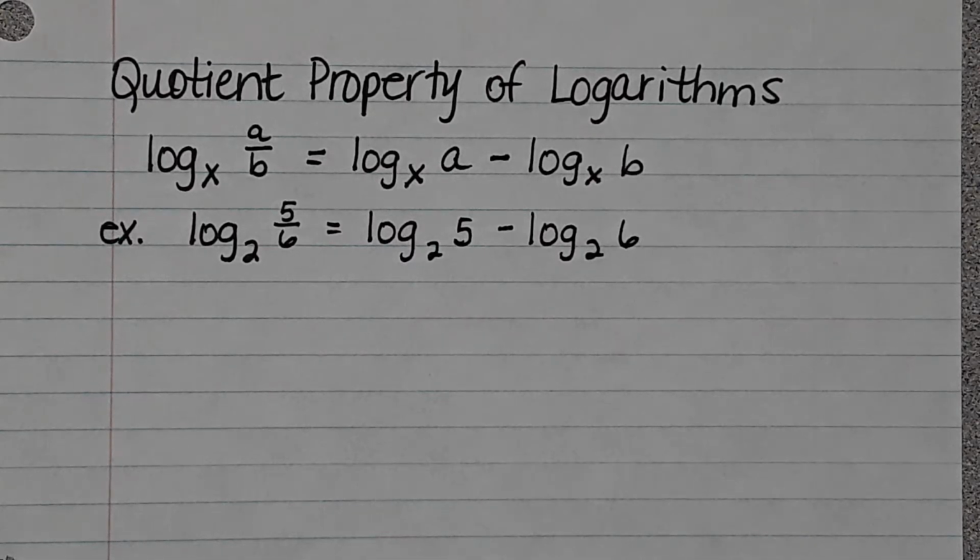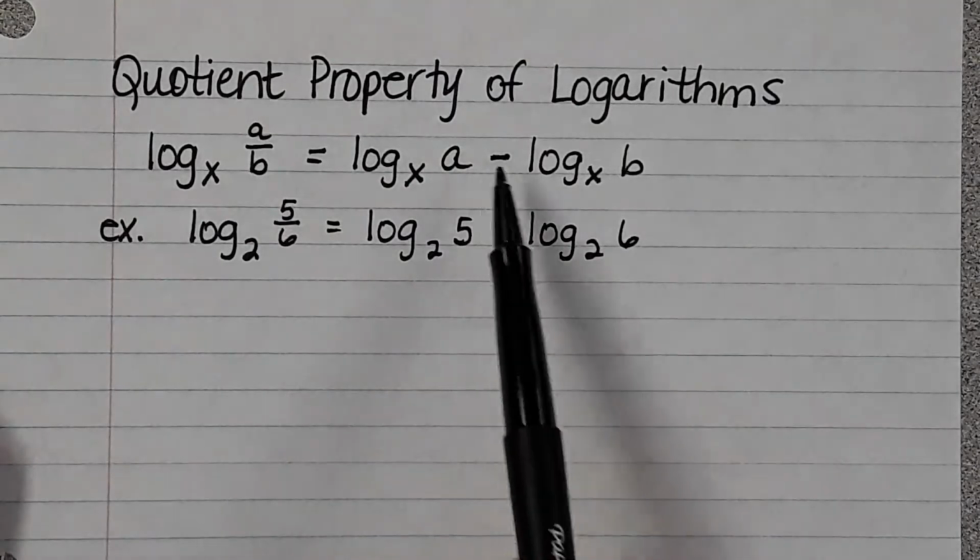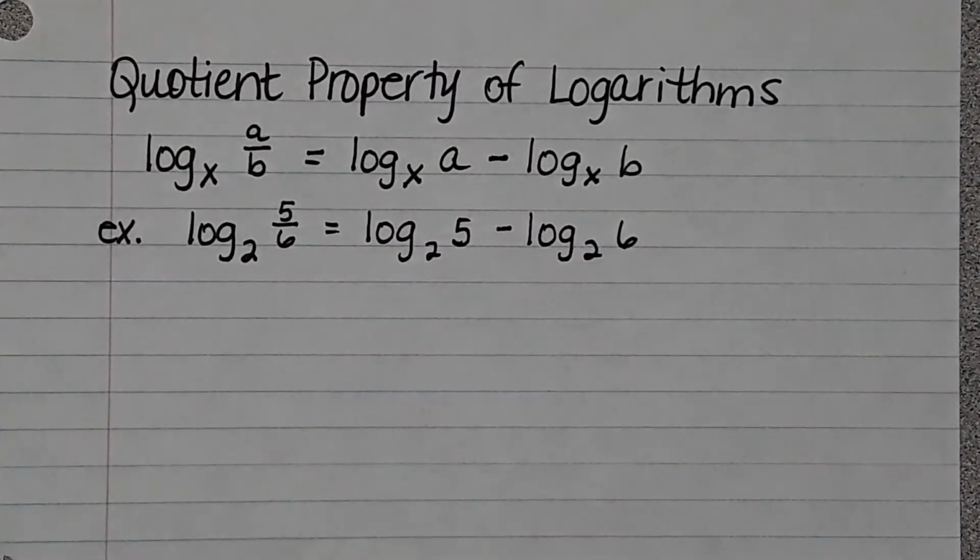So the last property that we have to learn. Yesterday we learned the power property, we learned the product property, now we're going to learn the quotient property. You guys, everything goes along with the law of exponents. So if we have a division problem, it means subtraction. Do you remember when we did the law of exponents? If the bases are the same, you can subtract the exponent.